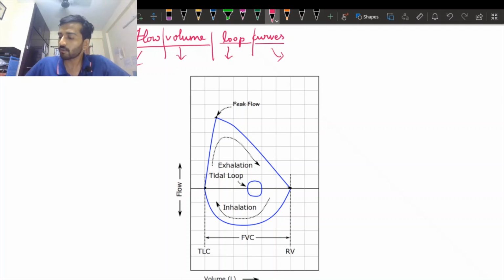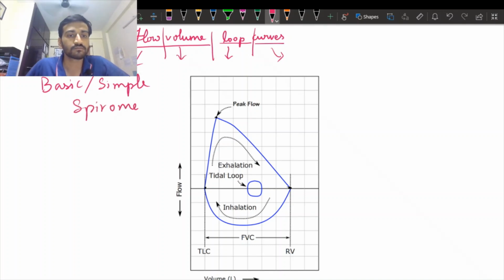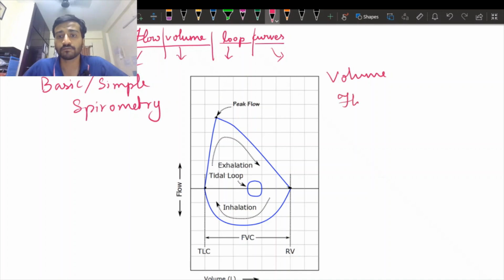Right. So here you can say by seeing this that it's a graph plotted, okay, but how is it obtained? It is obtained by basic or simple spirometry. Okay, simple spirometry. So what do we obtain here? We obtain from here volume and flow. So how does the graph look? It is a curve, right? It's a curve.